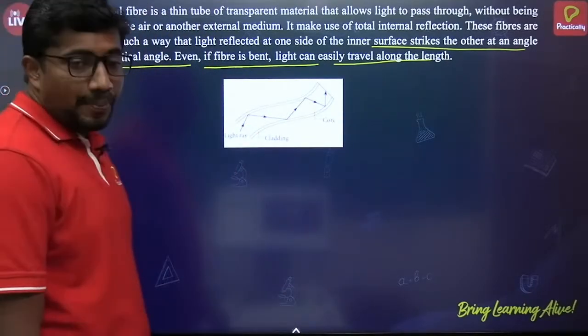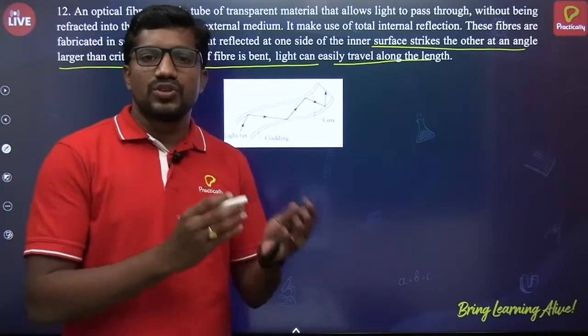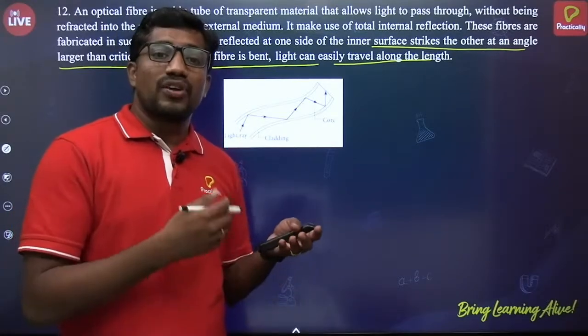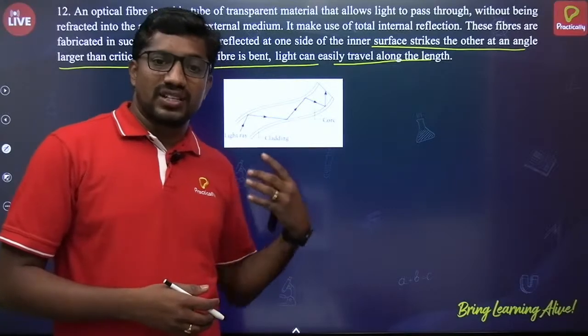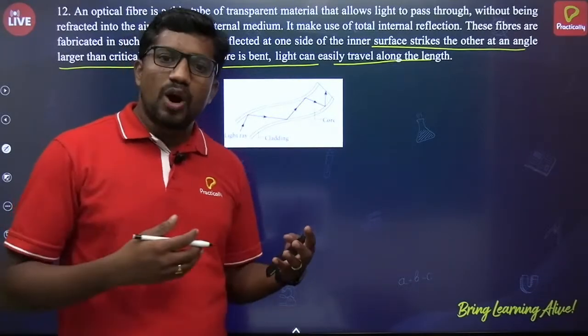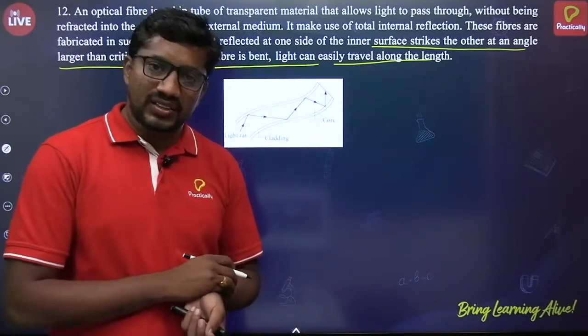So see, optical fiber works on the principle of total internal reflection. First, we should know what total internal reflection is and when it occurs. It is the phenomenon of total reflection of light into the same medium when it is traveling from denser to rarer medium. That phenomenon of total reflection of light into the same medium, we call total internal reflection.